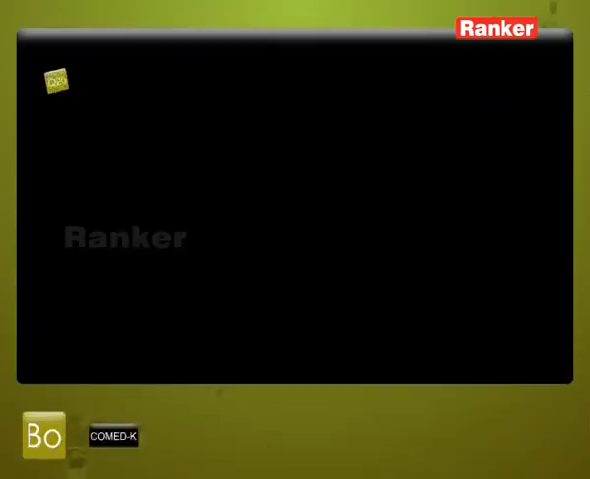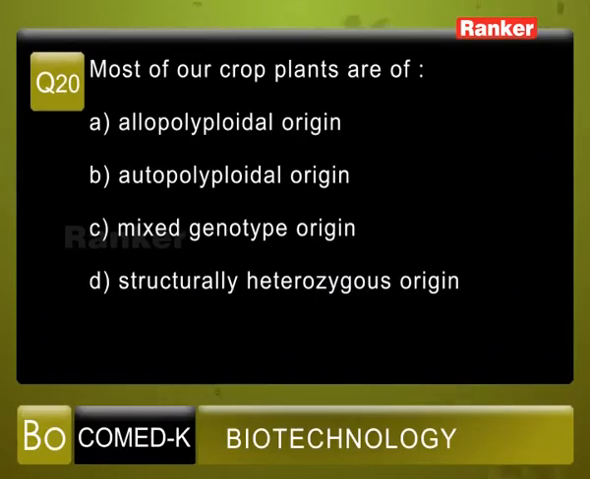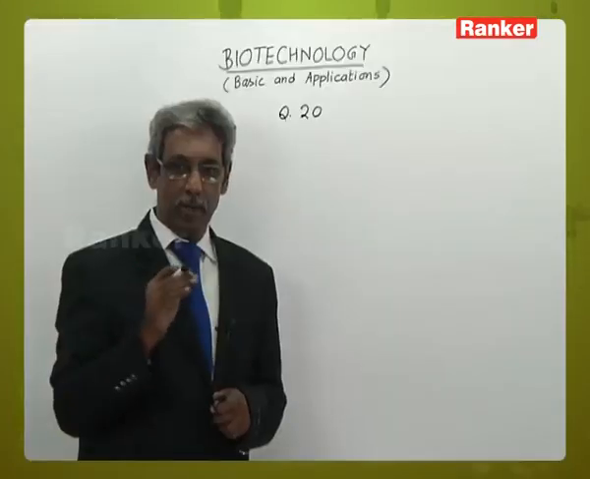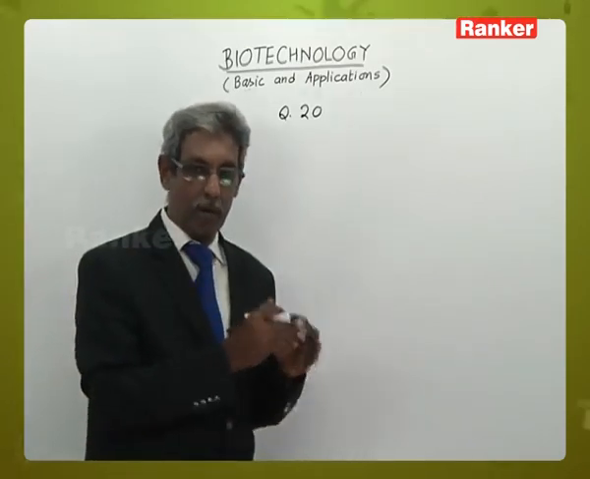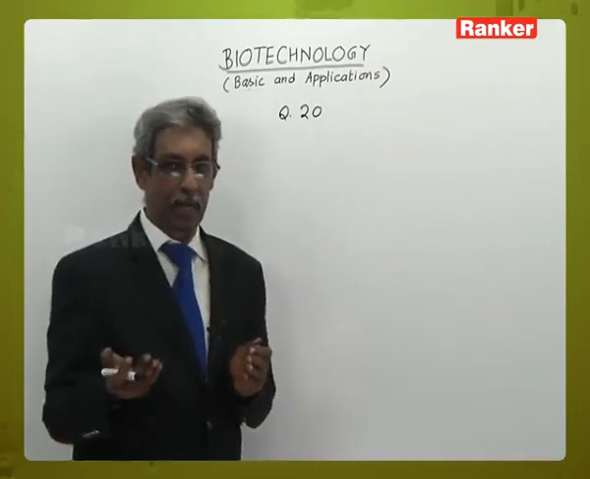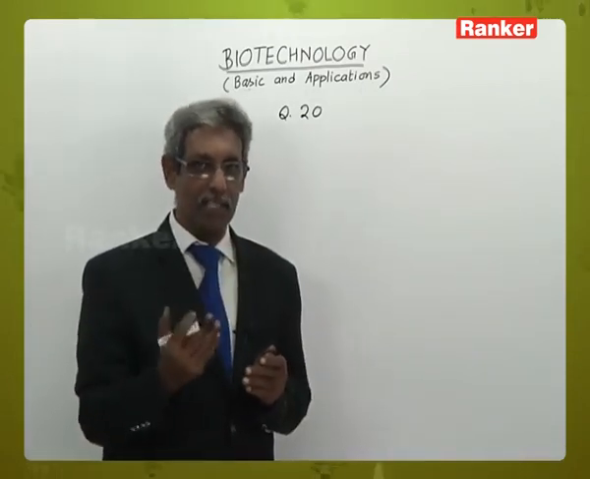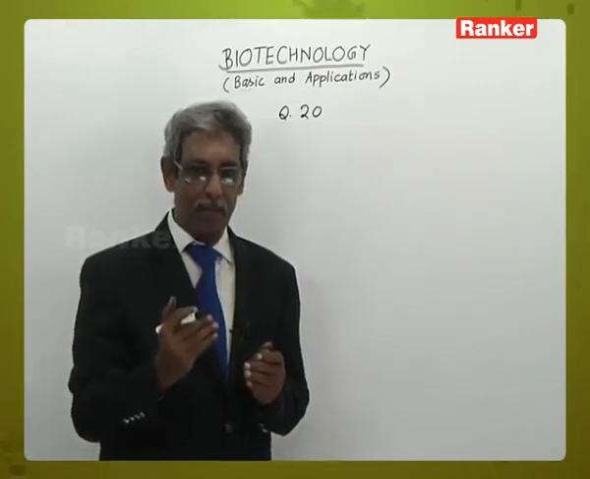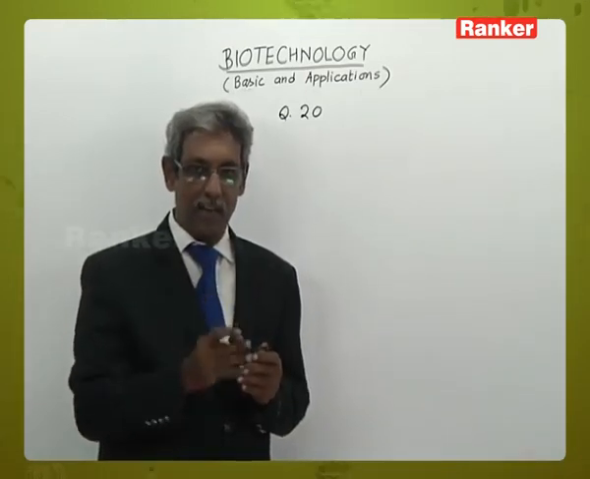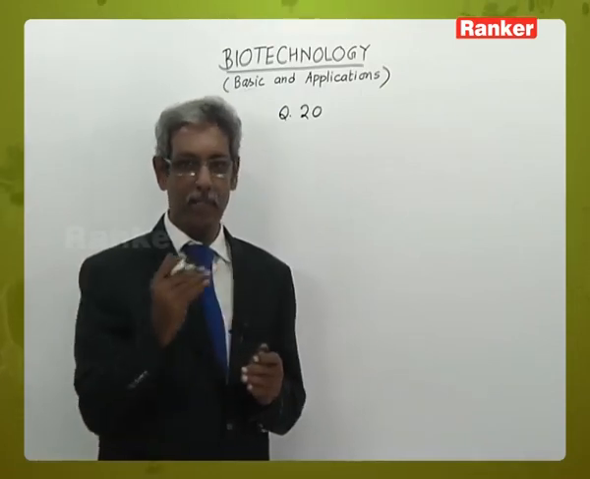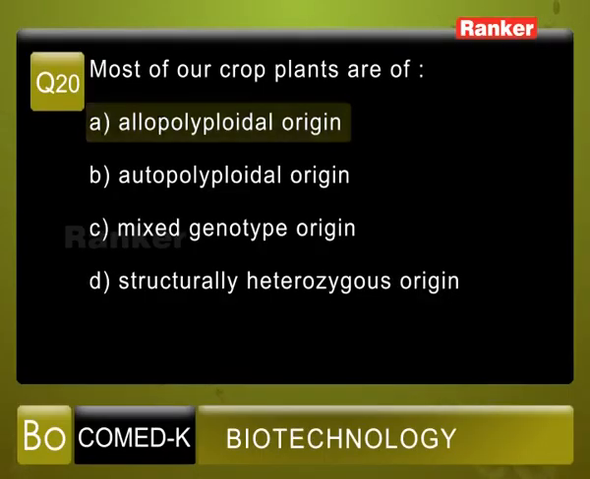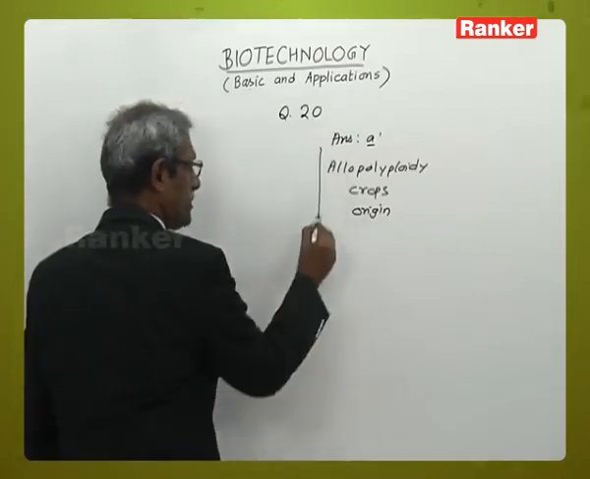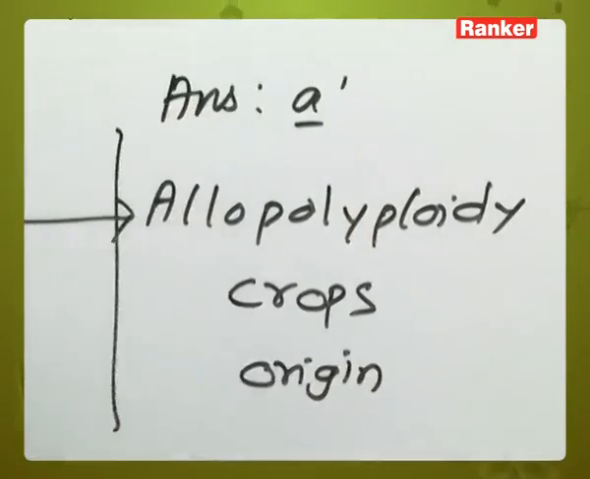Question number 20 asks, most of the crop plants which are present in the world have originated as allopolyploids. So, when you say allopolyploids, they have been developed by the crossing of a cultivated species or a natural species with a wild species. A common example is rice. Oryza sativa has been developed from both aquatic rice as well as by crossing with a sort of grass which resembles the rice plant. So, it is an example of allopolyploidy. Hence, the answer is A. The origin of most crops is by allopolyploidy.